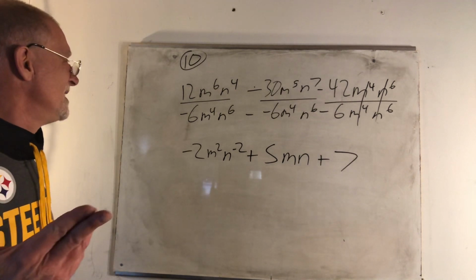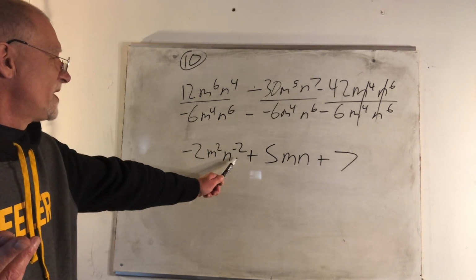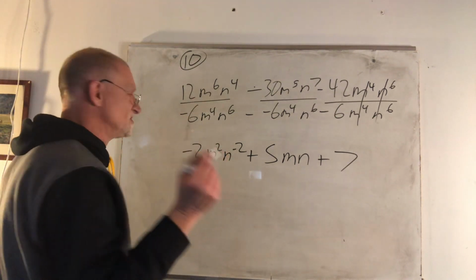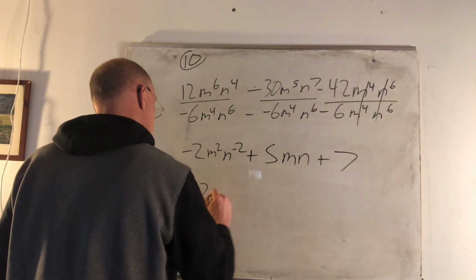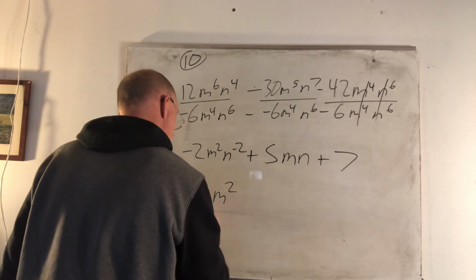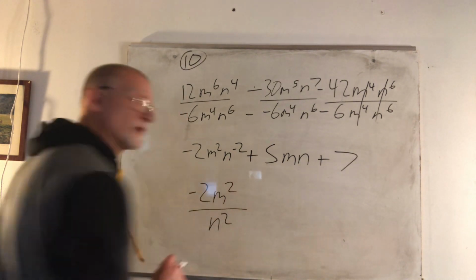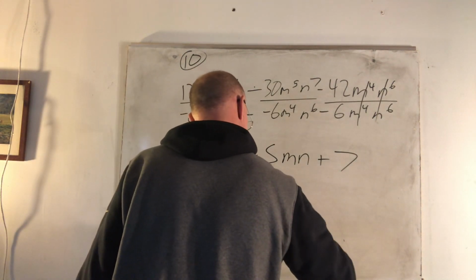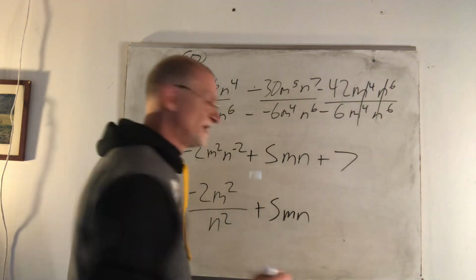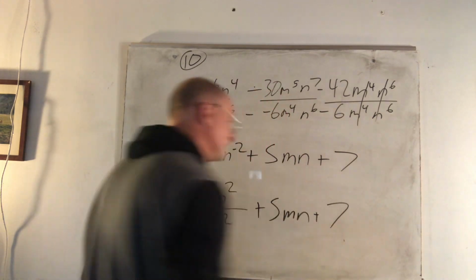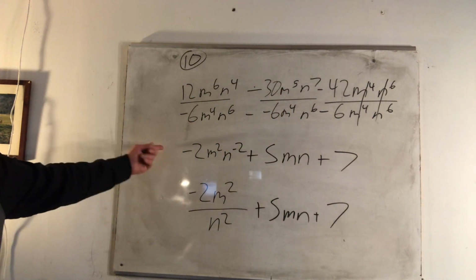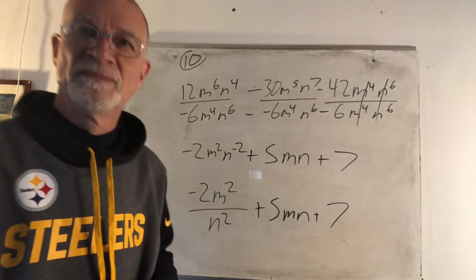Now, it's possible, again, your teacher doesn't want a negative exponent. Fine. We could rewrite it, if we choose, as negative 2m squared over n squared, then it's just simply plus 5mn plus 7. And that's as far as you can go with it. All right, so either answer is acceptable depending on what your teacher wants.